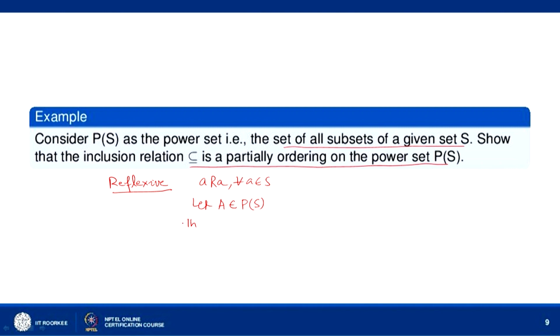Then A is related to A because A is contained in A. This is always true. Relation here is this inclusion relation. So, A is always contained in A. So, we say that A is related to A. So, this reflexive property holds. Then antisymmetric.